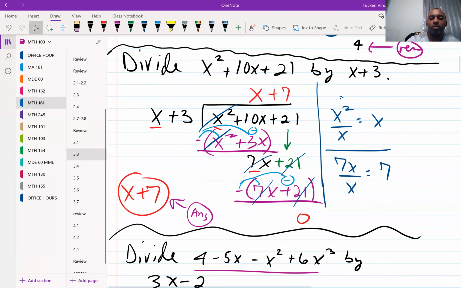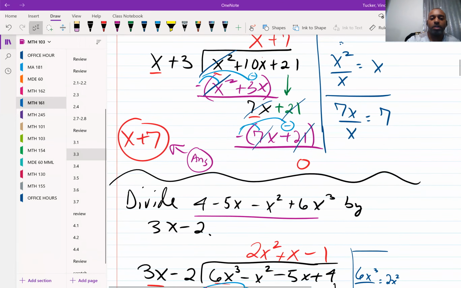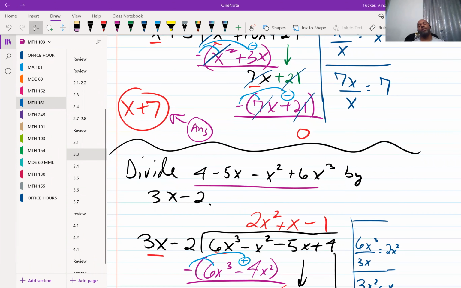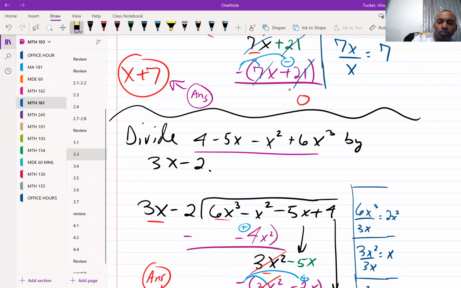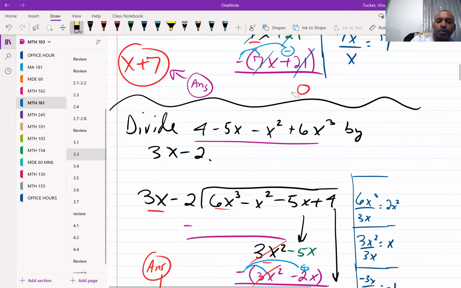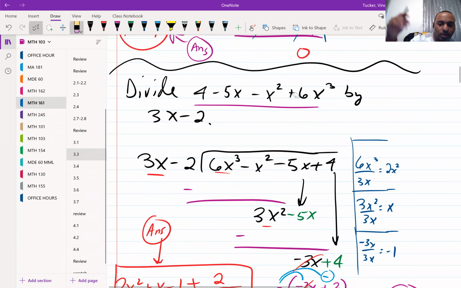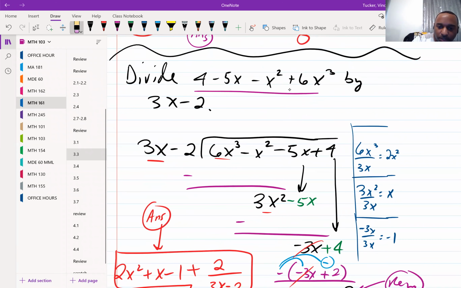All right, let's scroll up. Let's do another one. Here we want to divide 4 minus 5x minus x squared plus 6x cubed by 3x minus 2. So just like before, let me erase some of this stuff so we can walk through it. Notice the first thing I did while I'm doing this erasing is that I went ahead and rewrote our dividend in descending order.